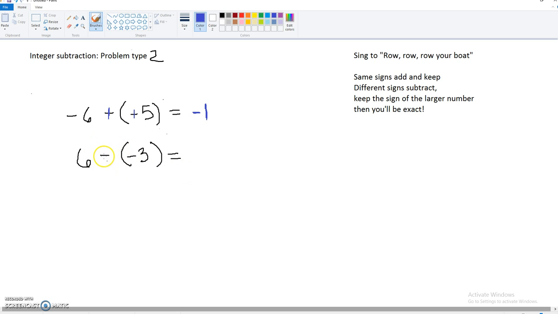Again, with this one, we've got 2 negatives side by side like this, so we're going to make them both positive. So 6 plus 3 is 9.